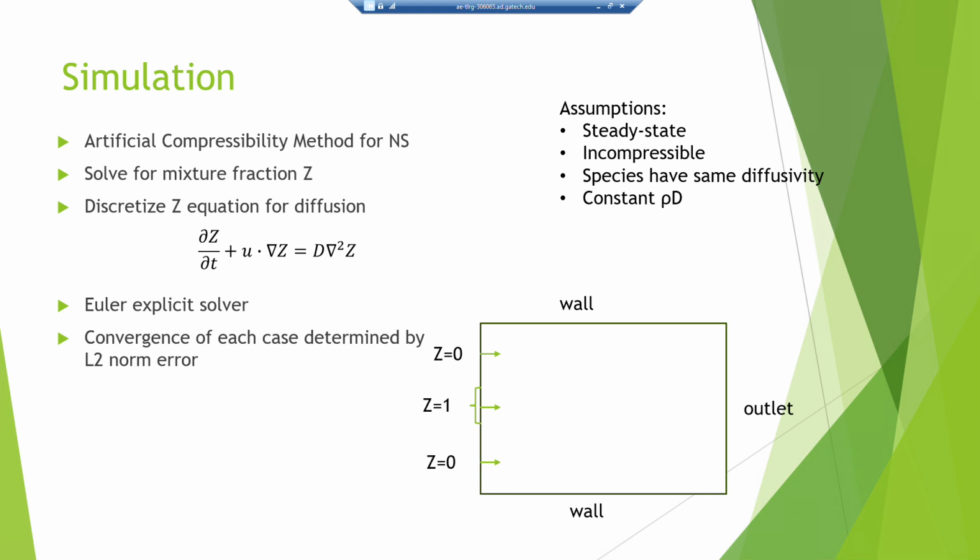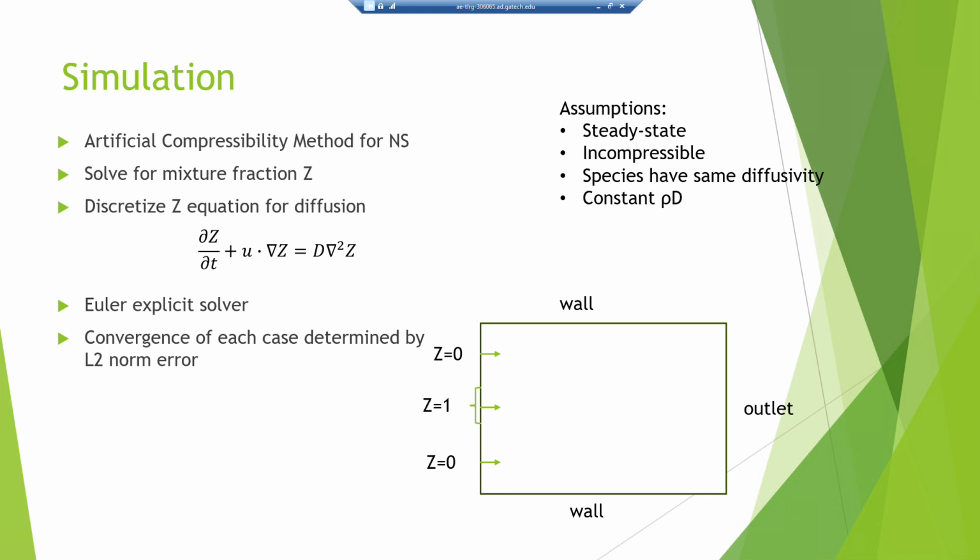The Euler explicit solver is used for the Navier-Stokes equation and solving the z equation, and the convergence of each case is determined by the L2 norm error. The inlet boundary is set such that the mass fraction, the z, within the fuel stream is 1, and outside of that, it's 0 everywhere else. Or on the inlet, anyway.